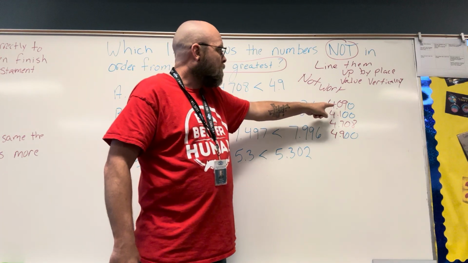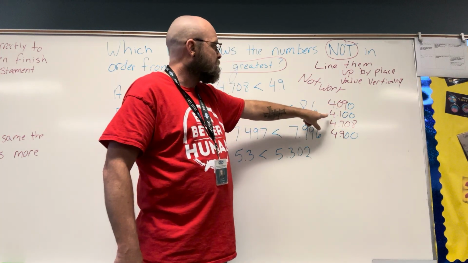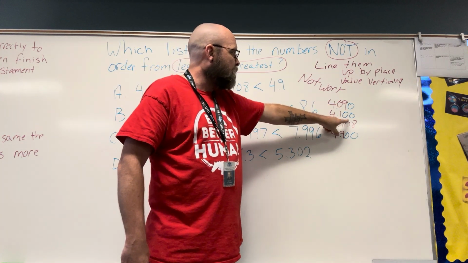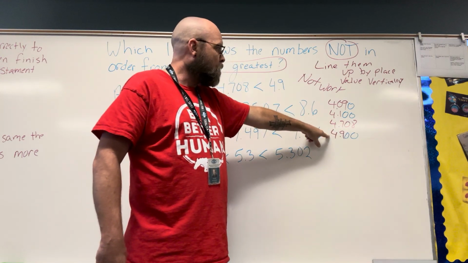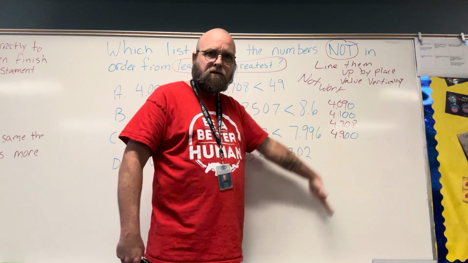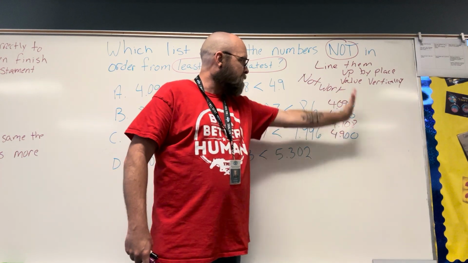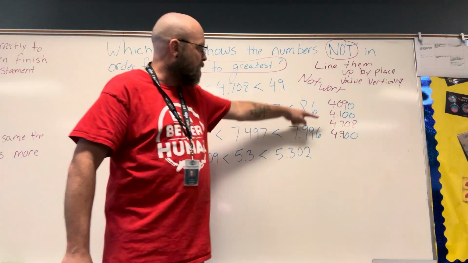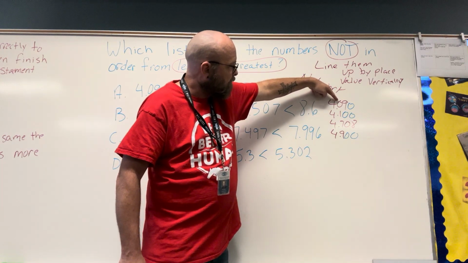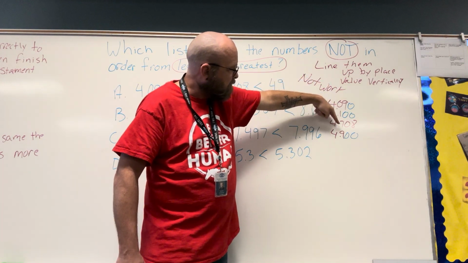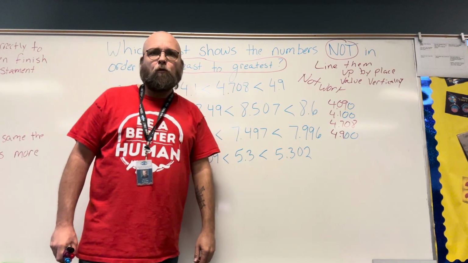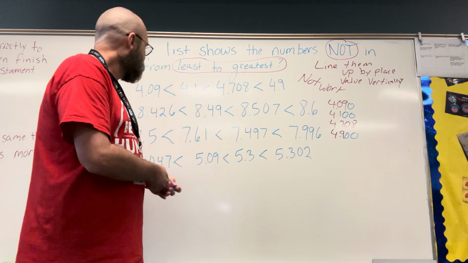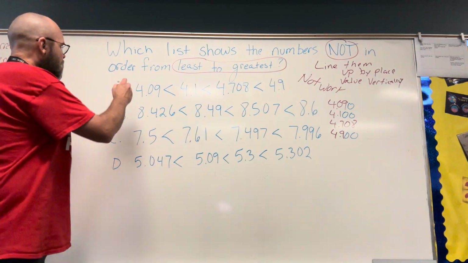Well, we have 4 and 90 thousandths, 4 and 100 thousandths, 4 and 708 thousandths, 4 and 900 thousandths. And if we look at each place value at a time, we're going to see that they are least to greatest. Because if we look in the tenths place, we have a 0, a 1, a 7, and a 9. So the tenths place is the biggest place value that we can look at to find our difference. So we know it is not A.